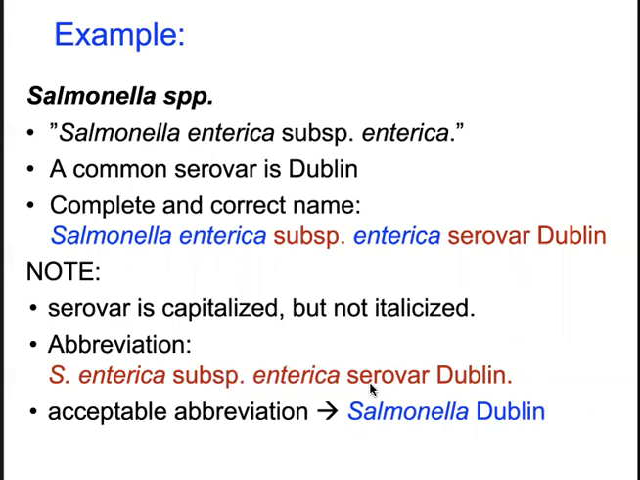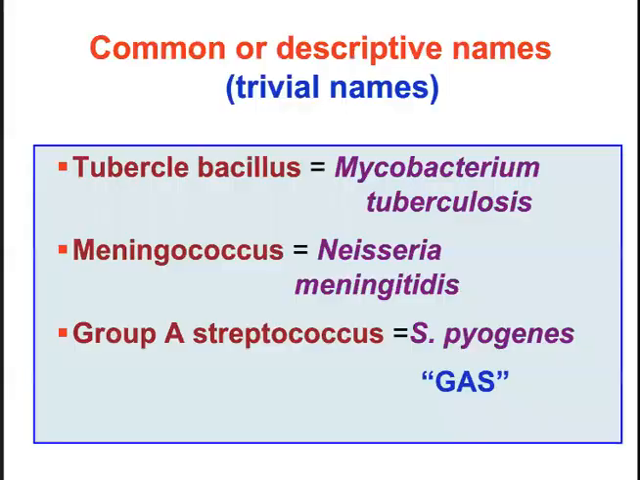But this shortened version is also acceptable. Salmonella Dublin would also mean that it is Salmonella enterica, subspecies enterica, serovar Dublin. Pwede rin naman siya. Kasi nga naman, di ba, ang daming words. Mauubos yung space ng book kung paulit-ulit siyang imimention na ganyan. So acceptable naman si Salmonella Dublin.